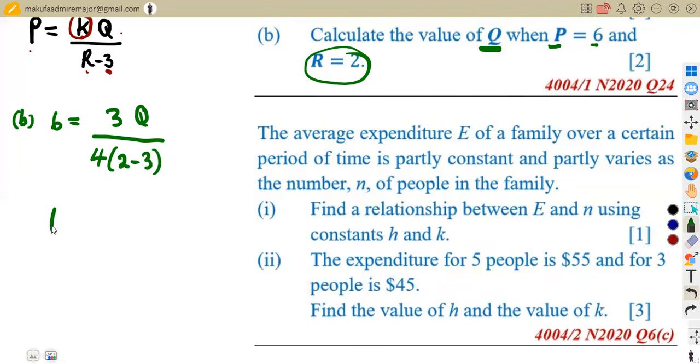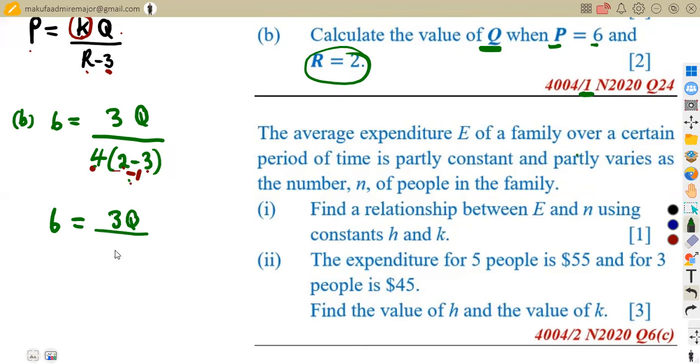So you're going to have 6 is equal to, right, this was paper 1. So you have to simplify step by step. So we are going to have 3Q over 2 minus 3. In this case, that will be a -1. Remember, 3 minus 2, then we take the sign of the bigger number. Then we multiply 4 times -1, which is going to be a -4.